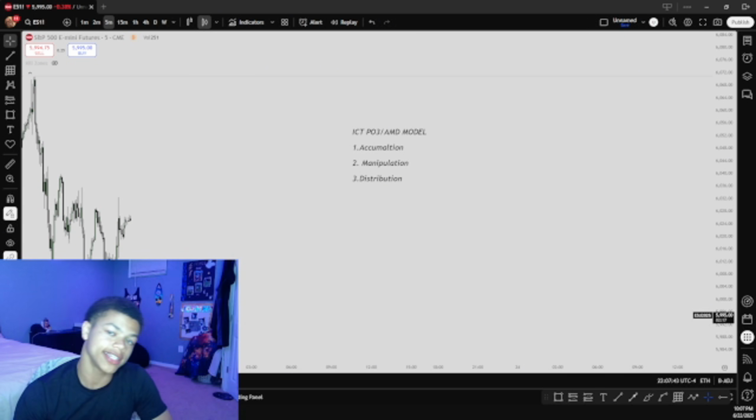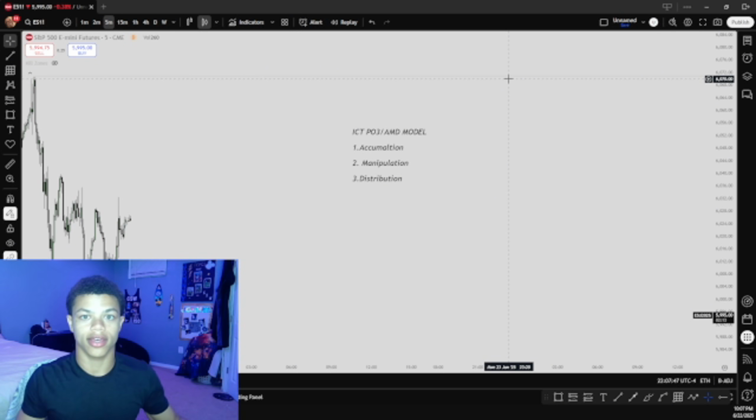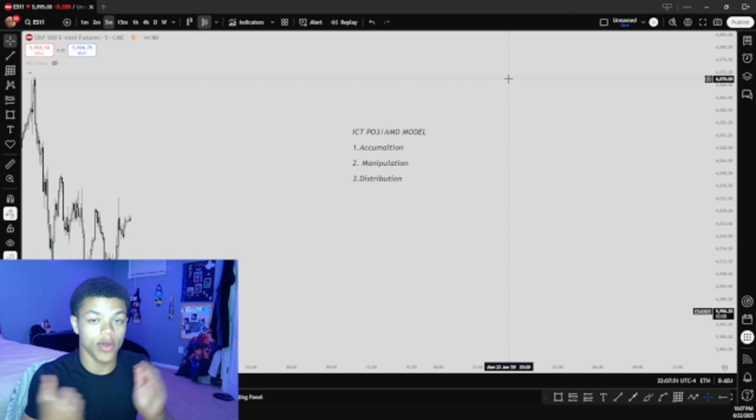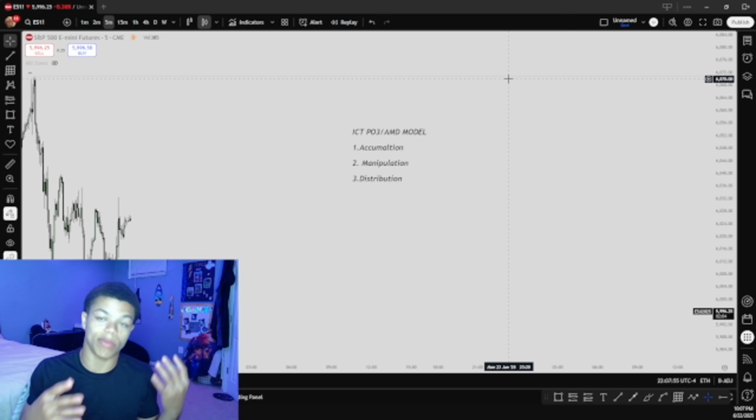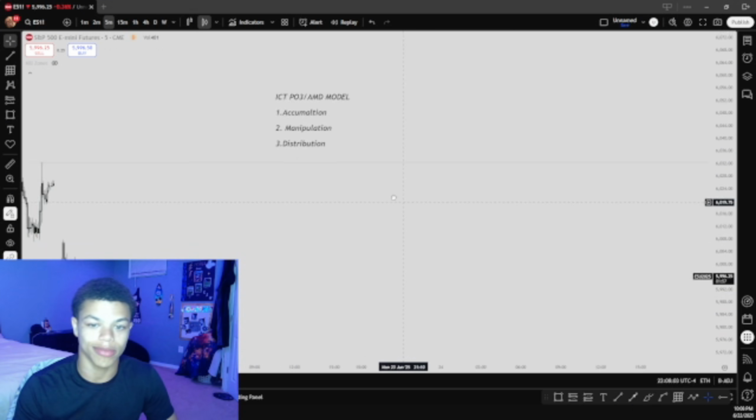Okay, this is our ICT PO3 model. Sometimes people call it AMD. This is just accumulation, manipulation, distribution. It's a 3-point model that ICT uses, that I use as a confluence, because when paired with my other model, it's pretty dang good, okay? Yeah, gives me some A+ setups.